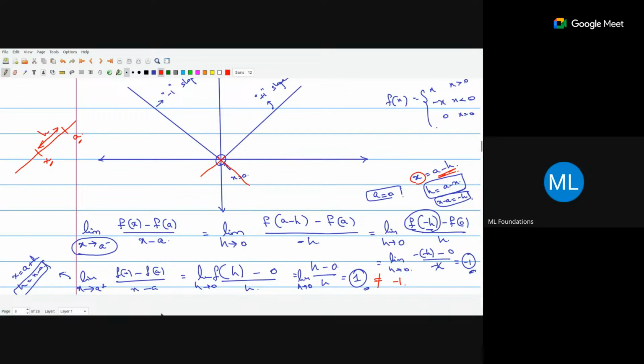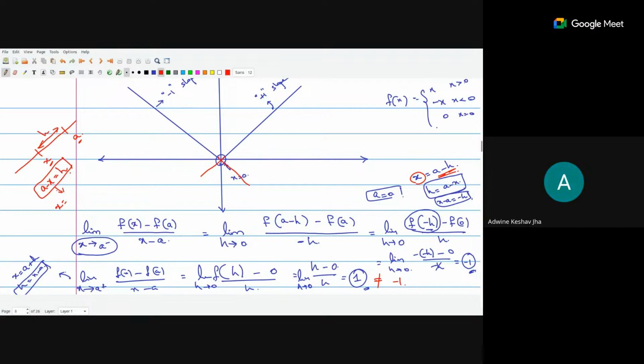So what is the difference between x and a, in terms of x and a? A minus x. So that a minus x should be taken as h. So from this, how can I write x? What will be x in terms of a and h?